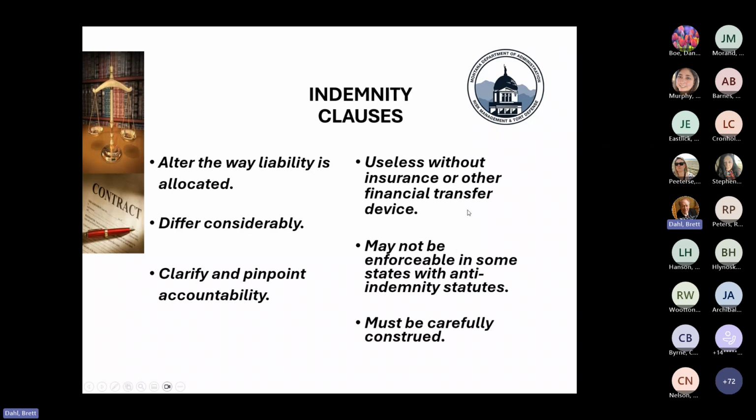Indemnity clauses are typically useless without insurance or some other financial transfer device. If that contractor doesn't carry insurance, and it's a multi-million, $100 million claim, how much are they going to have in their corporate profits or reserves without insurance to pay that claim? Chances are they won't have a whole lot of money set aside without insurance. Contracts may not be enforceable in some states with anti-indemnity statutes, and they must be carefully construed.